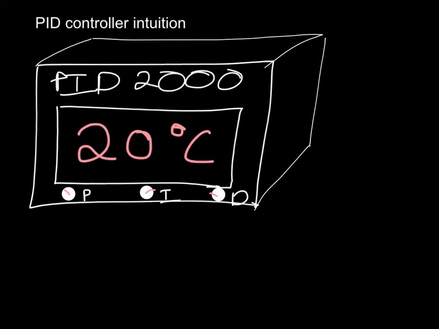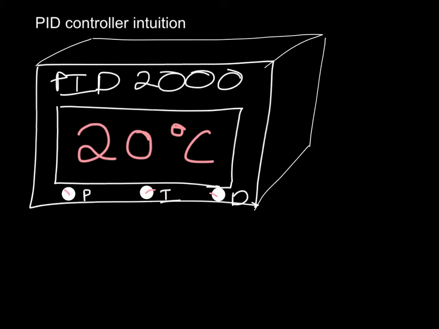PID controllers are ubiquitous. You can buy a hardware unit off the shelf. They're relatively inexpensive. You can also use the blocks that are provided in many commercial control environments.